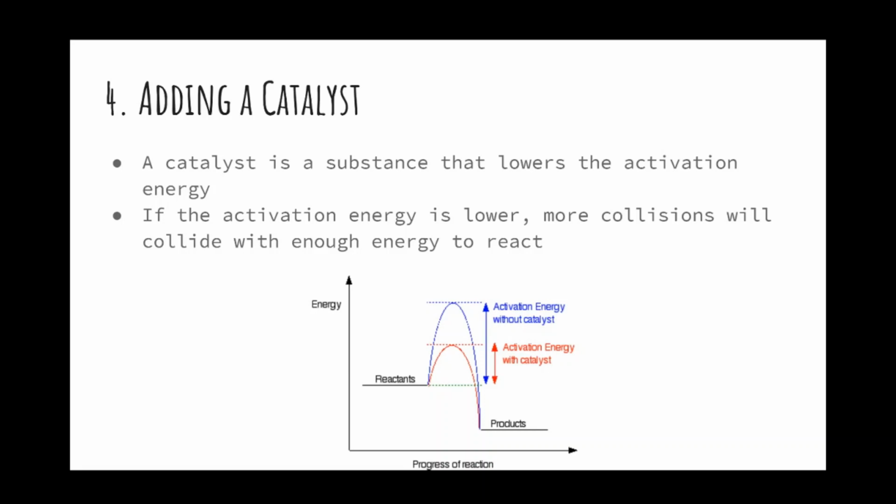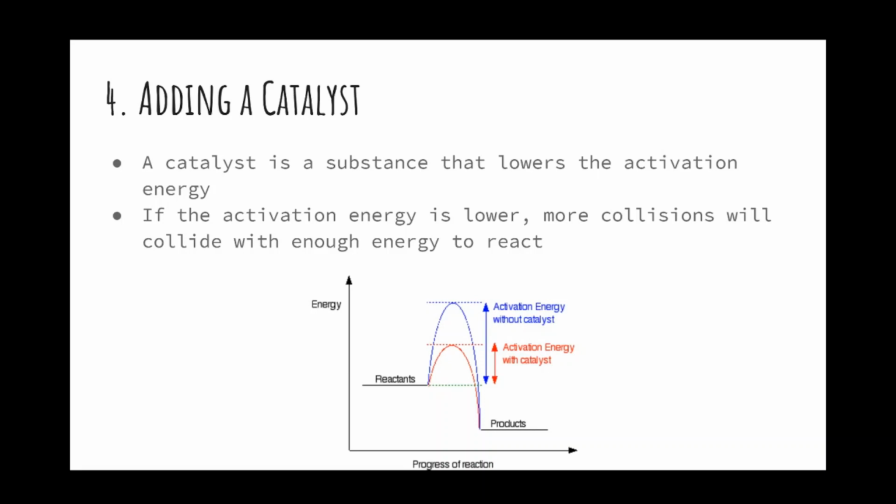The main thing when we're talking about collisions and activation energy is that a lot of the time they won't collide with enough energy. So if we lower that activation energy, more molecules will collide with enough energy because we've lowered it. And if they collide with enough energy, they will then turn into products.